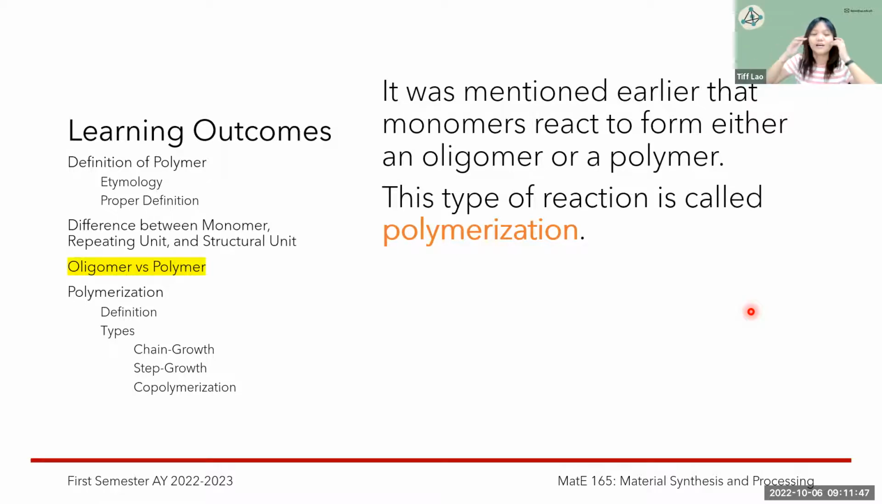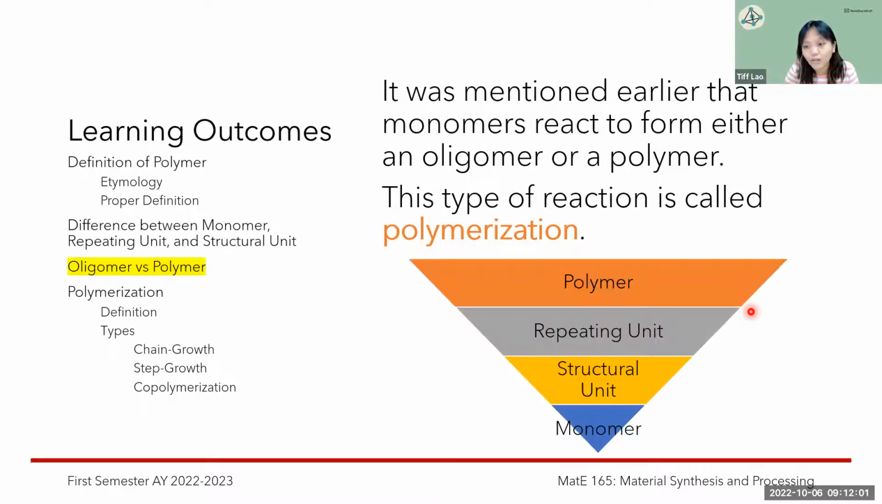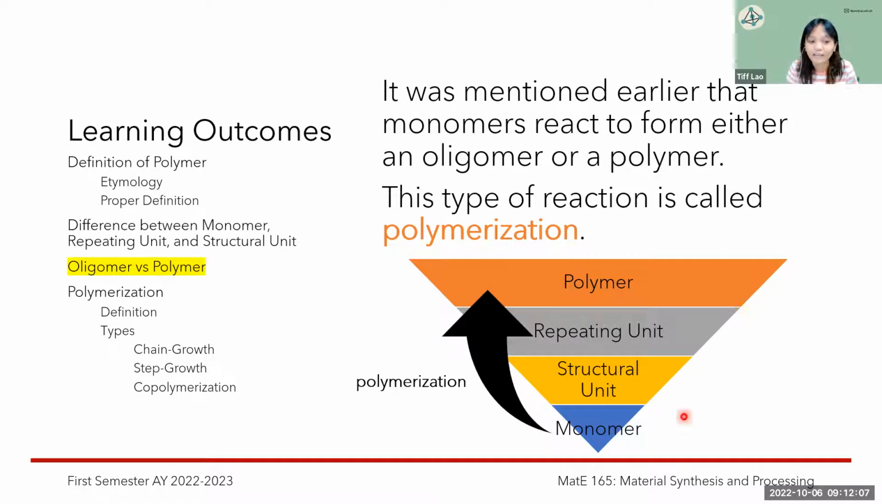Okay. So, going back, yung reaction to form polymer from monomer. Actually, reaction ng monomer to oligomer or polymer, yung tawag doon ay polymerization. Okay? Reaction ng monomer to make a polymer or oligomer, tawag doon ay polymerization. Gets?